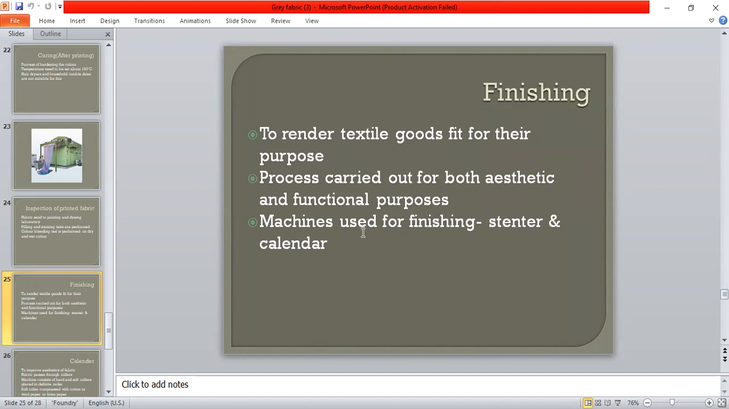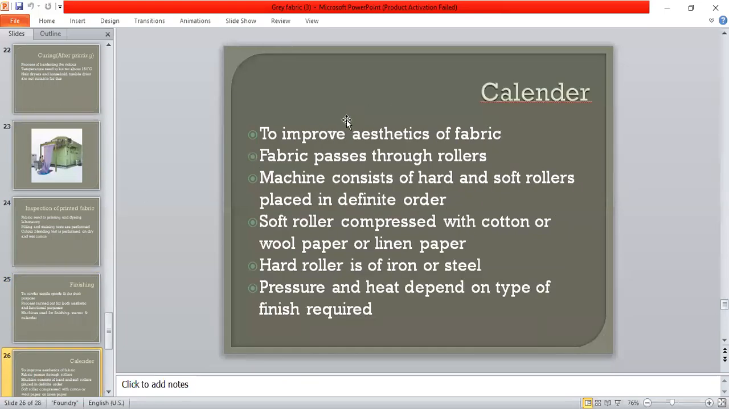At last, machines used for finishing. Two machines are used for finishing: the stenter machine and the calendar machine. About the stenter we have discussed, and now we are discussing the calendar. This is the calendar process. This is the calendaring.